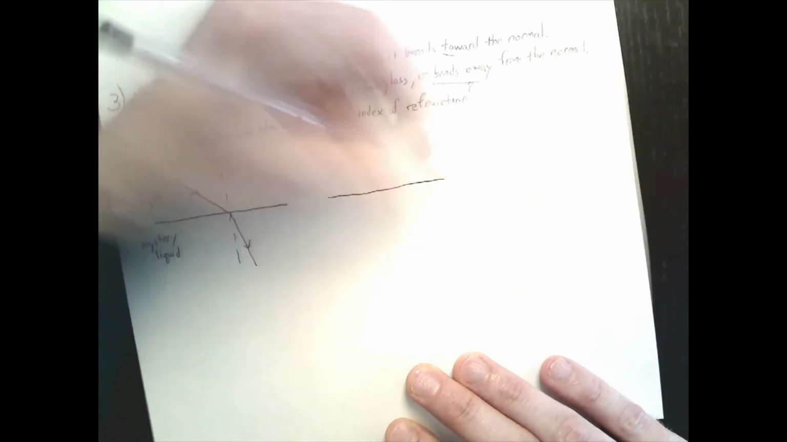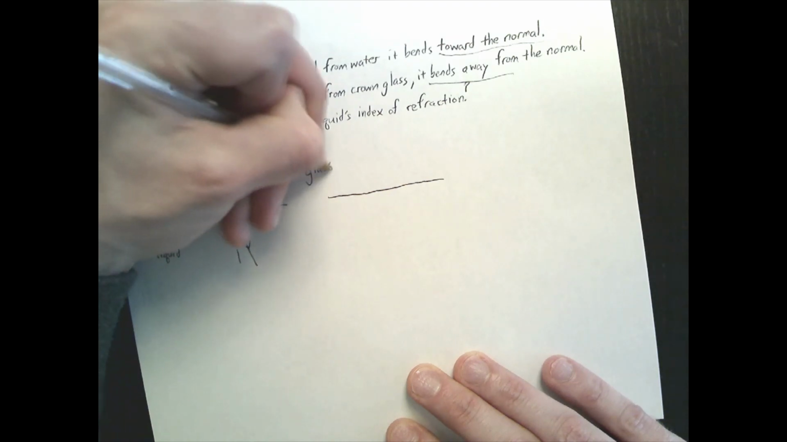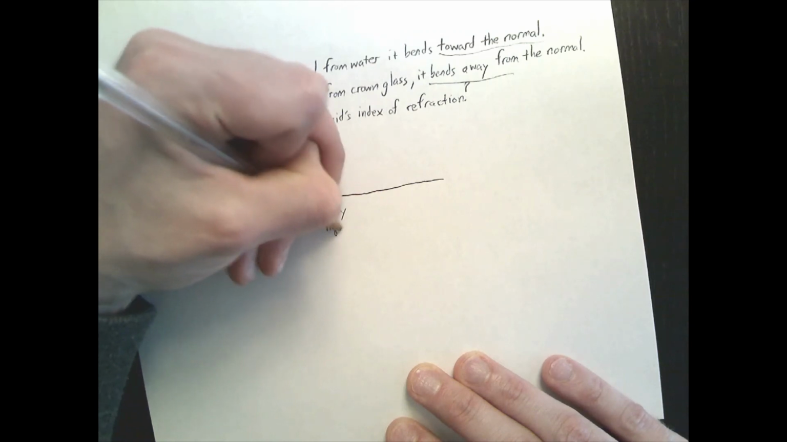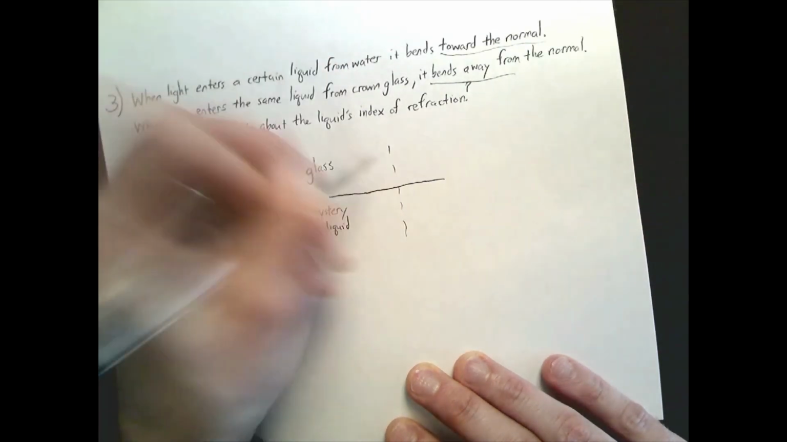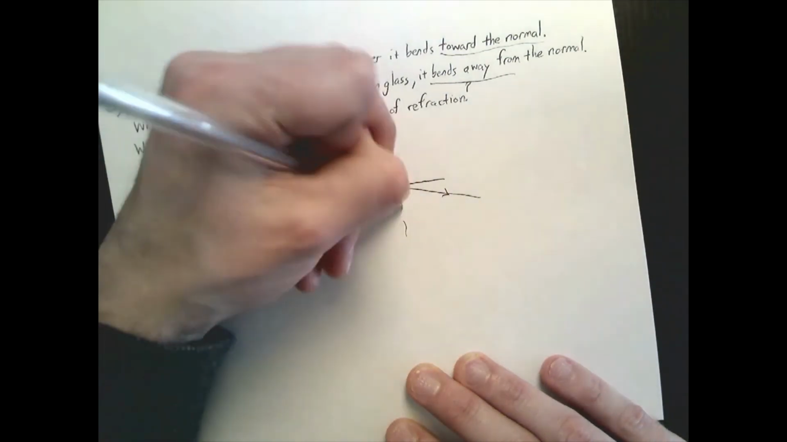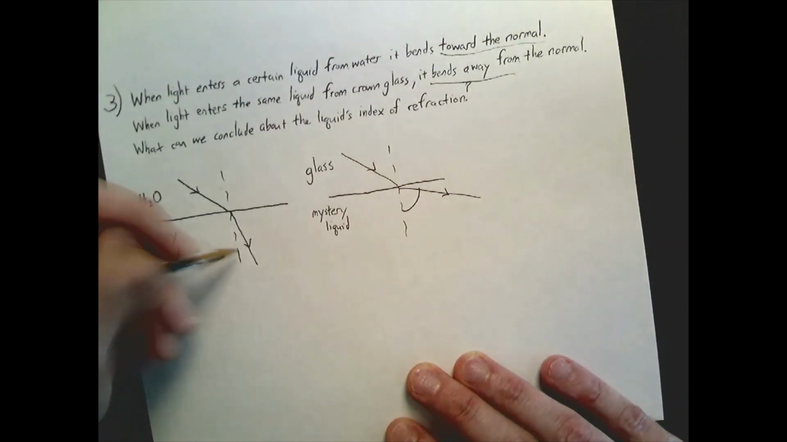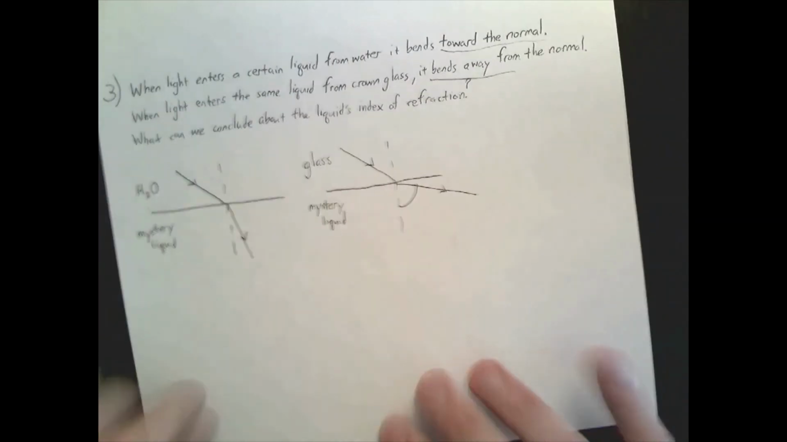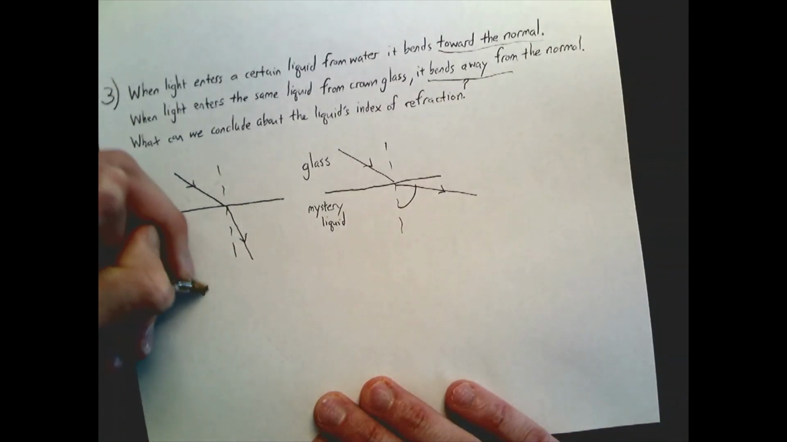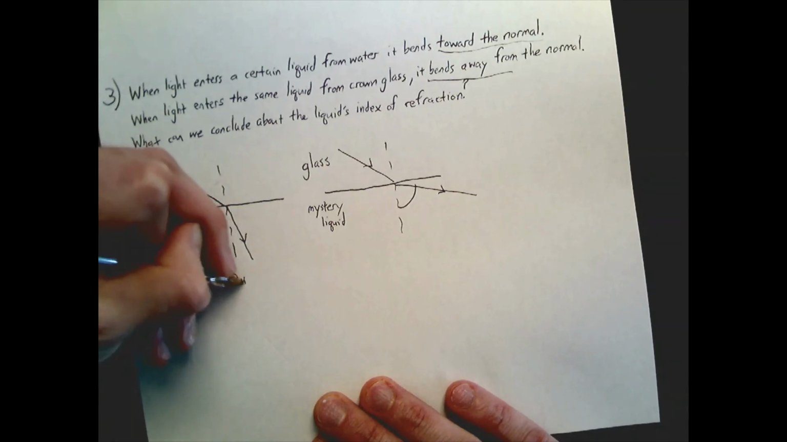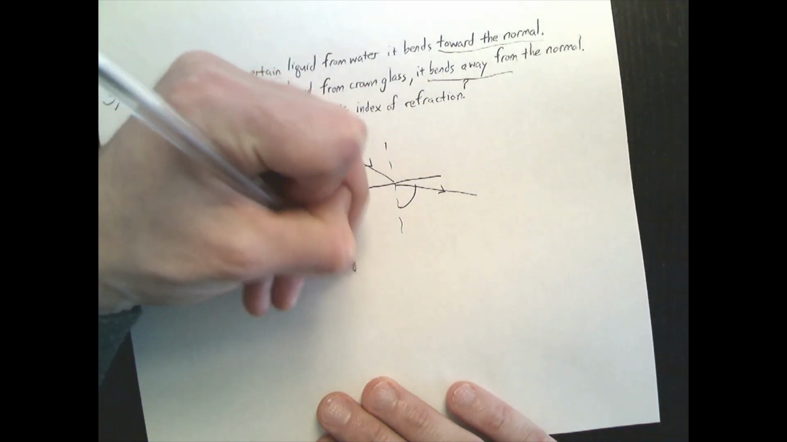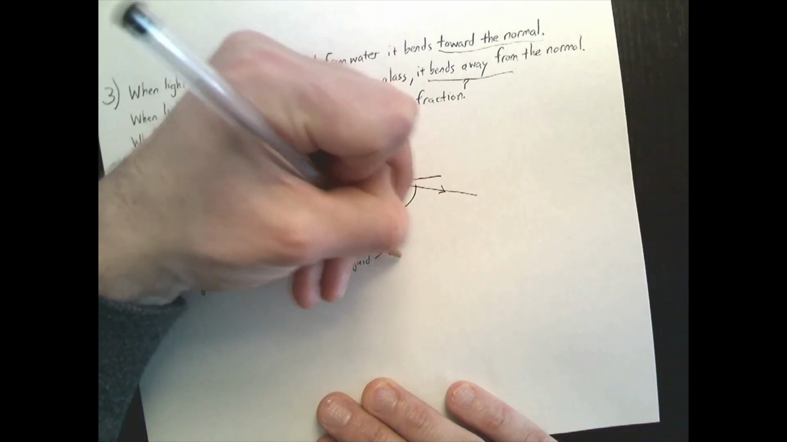When we have glass as our starting material, we still end up in our mystery liquid. But this time it says the light bends away, so it gets further away from our reference point. So we have a larger angle here than we had over here. What does this tell us? What can we conclude? Well, we can conclude that N of the liquid has to be greater than N for H2O. And we can conclude that it has to be less than the N for glass.